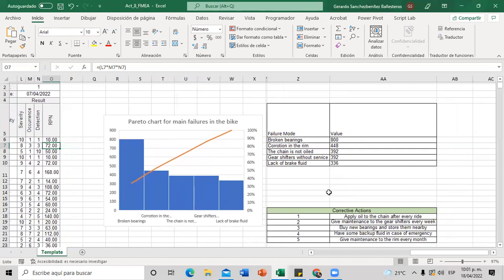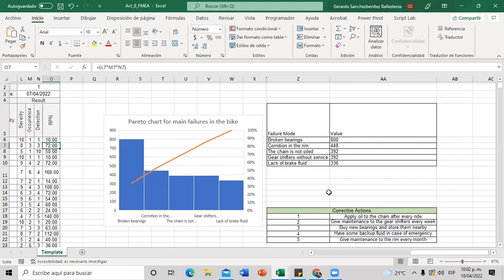At the end of the activity, we calculated which were the corrective actions that were repeated the most. And these were the top 5 corrective actions we got. The first one is to apply oil to the chain after every ride. The second one is to give maintenance to the gear shifters every week.